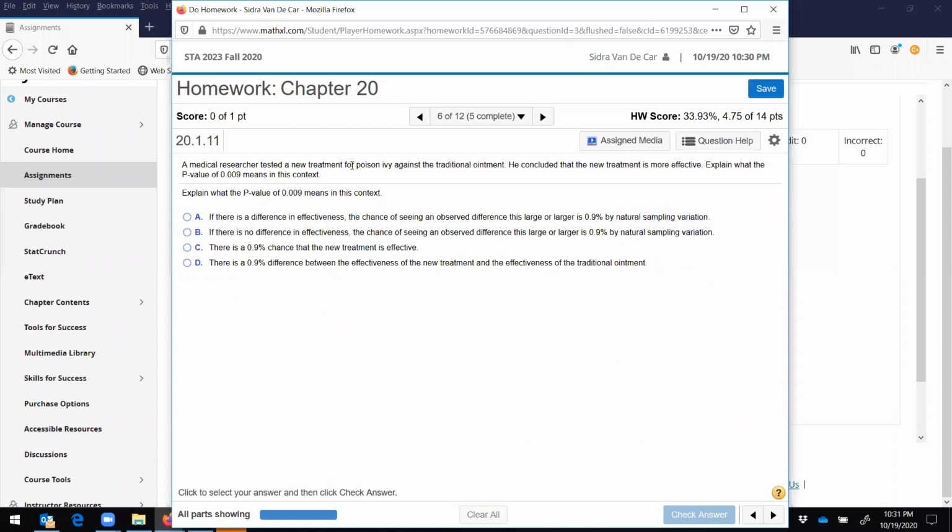A medical researcher tested a new treatment for poison ivy against the traditional ointment. He concluded that the new treatment is more effective. Explain what the p-value of 0.009 means in this context.